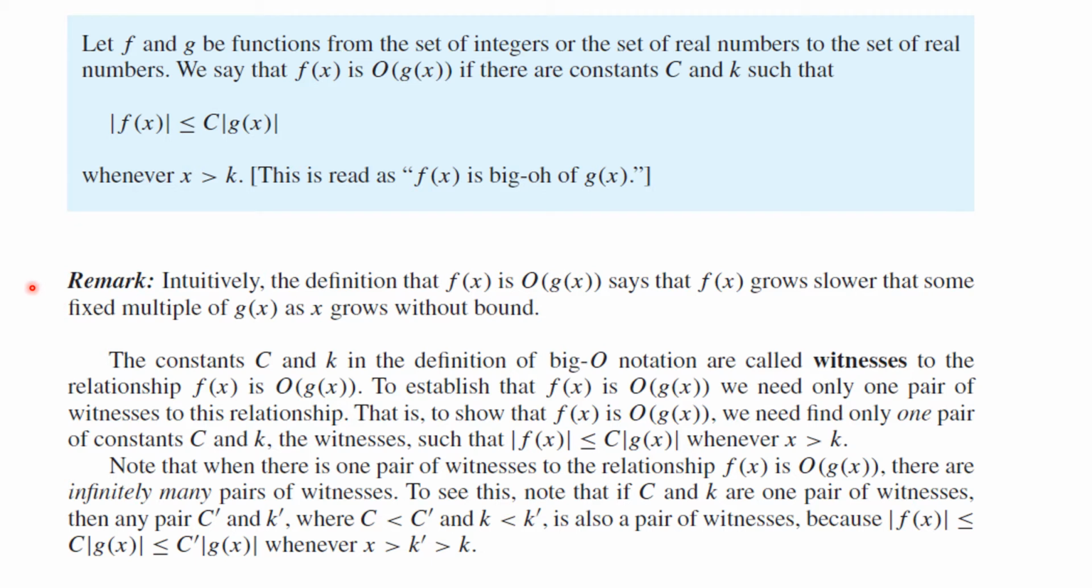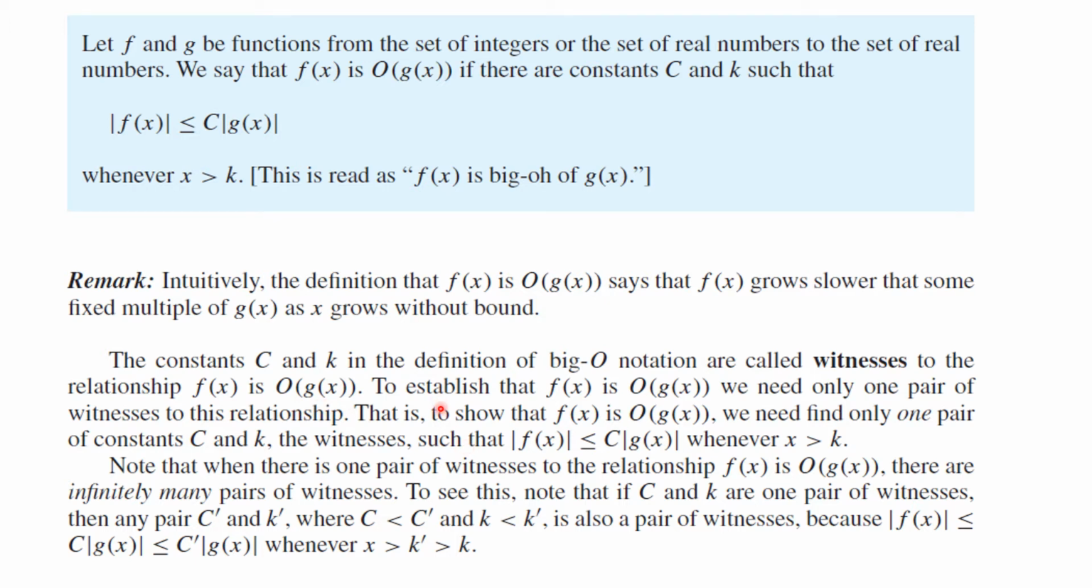Now, intuitively, this means that whenever we say f is big O of g, that f grows slower than some fixed multiple of g as x grows without bound, and that means eventually this domination happens, and that is in the long run. Now, the constants c and k in the definition of the big O notation are called witnesses to the relationship that f of x is big O of g of x.